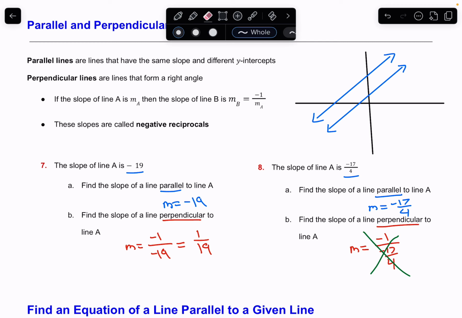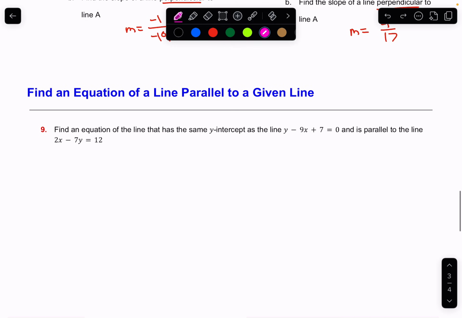Okay, when we want to find a negative reciprocal of something, all you need to do is change the sign. So instead of a negative 17 over 4, I'm going to make it positive, and then flip it over. So positive 4 over 17, where all I did was flip this upside down to get the 4 over 17. Okay, so in the end, my negative reciprocal, my perpendicular slope, is positive 4 over 17. All right, now we're going to put that into practice.